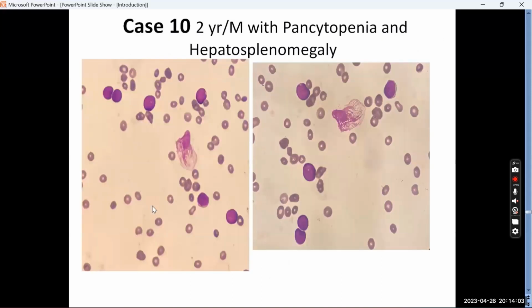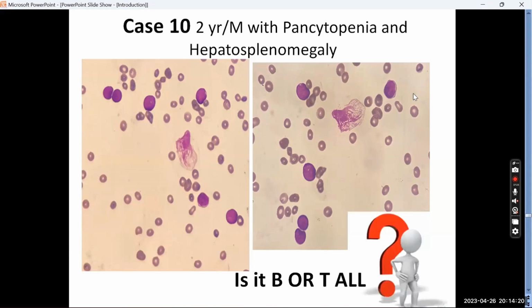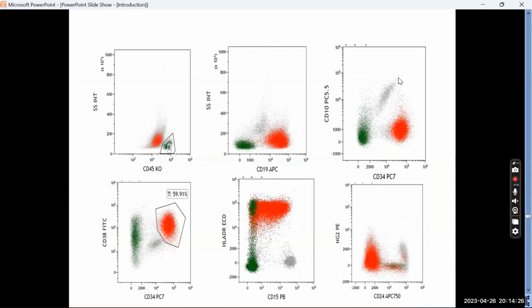Now, let's go for another very interesting case: a 2-year male child with pancytopenia and hepatosplenomegaly, and of course, very classical lymphoid morphology, right? Very scant cytoplasm, very condensed chromatin, and it is a typical lymphoid blast. The question is whether B or T. So we proceeded with flow. Again, the population was occupying a blast gate.